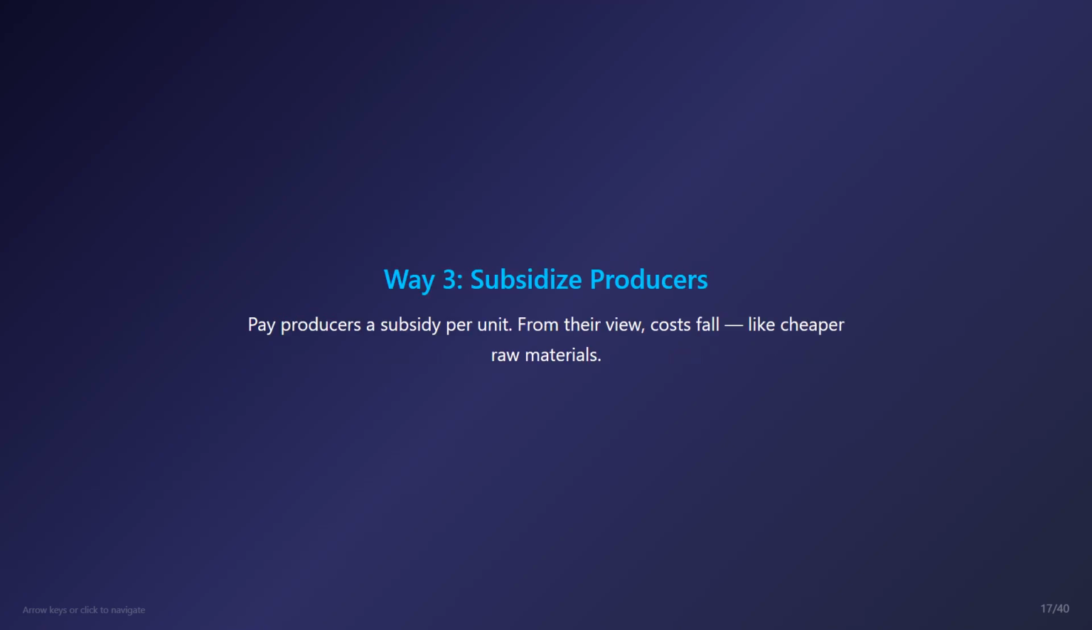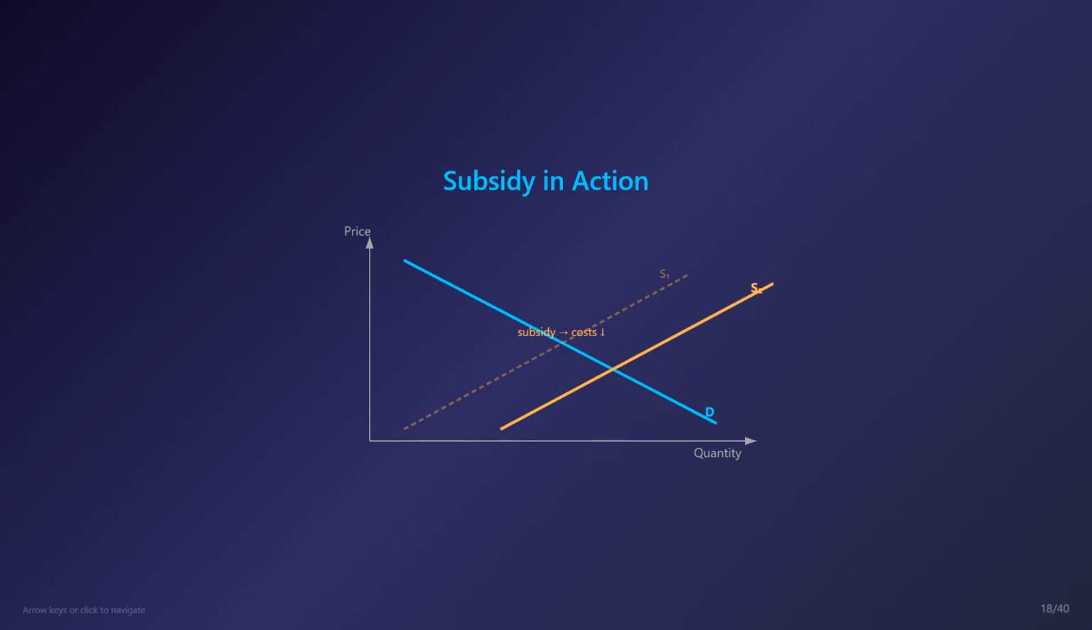The third way is to subsidize the producers. The government pays them a sum per unit. From the producer's point of view, their costs fall, just as if their raw materials had gotten cheaper. On the graph, that cost reduction shifts the supply curve to the right, with the original supply drawn faded beside the new one. The subsidy effectively lowers what it costs producers to bring each unit to market.